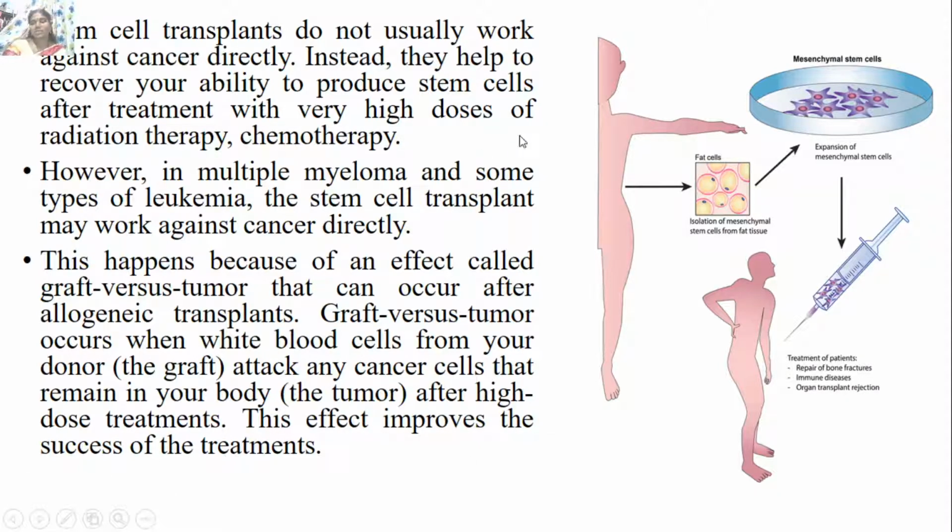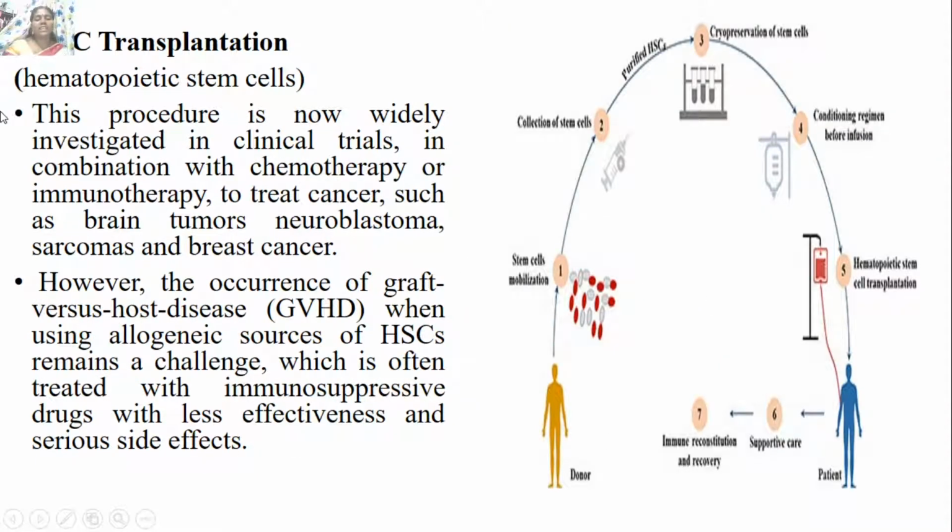So this is a symbolic picture which shows the growth of the mesenchymal stem cells, which are used in the treatment of repair of bone fractures, immune disease, and organ transplant injection. The second stem cell therapy involved is hemopoietic stem cell transplantation.